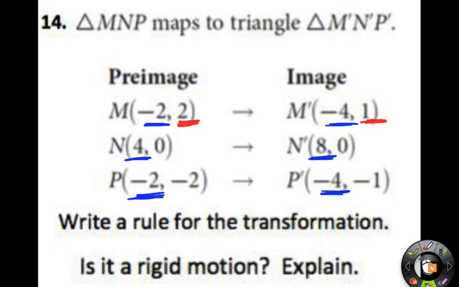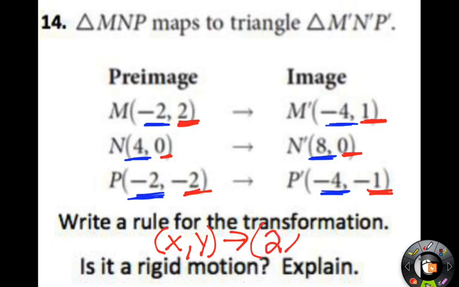So 2 went to 1, and then 0 is going to stay at 0, and then -2 looks like it went to -1. So the y values look like they're being cut in half, and the x coordinates look like they're being doubled. So what we're going to say is that (x, y) became (2x, 1/2 y): we double those x's, and the y's are multiplied just by a half.